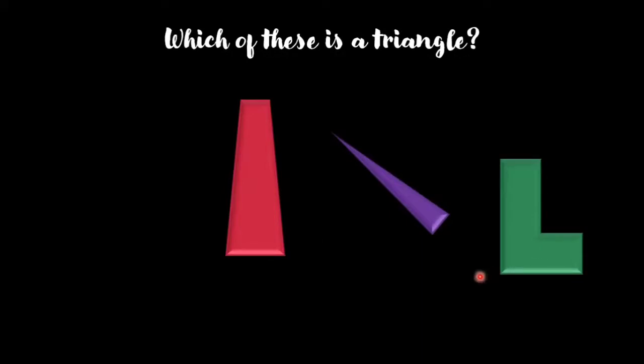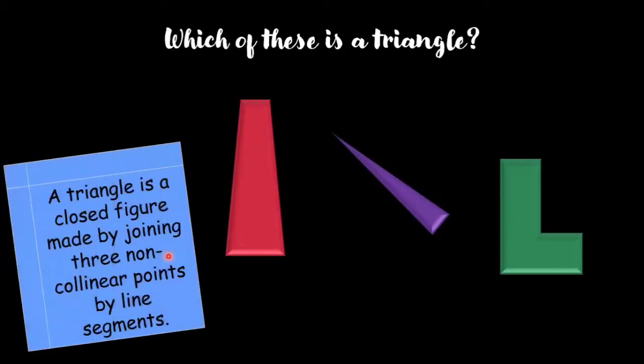Very good. So I can define a triangle as a closed figure made by joining three non-collinear points by line segments. Now, what do you mean by non-collinear points? Well, students, non-collinear points are points that do not lie in the same straight line.